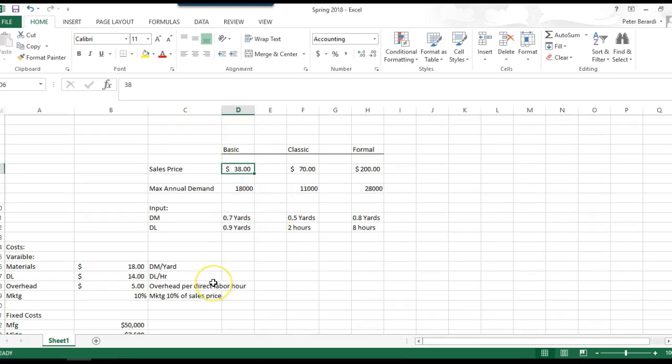So we know the sales price is $38. The demand is 18,000. Let's figure out our direct materials. It takes 0.7 yards to make one shirt, and it costs $18 per yard. Simply take the 0.7 times the $18 per yard to come up with your material costs per unit.